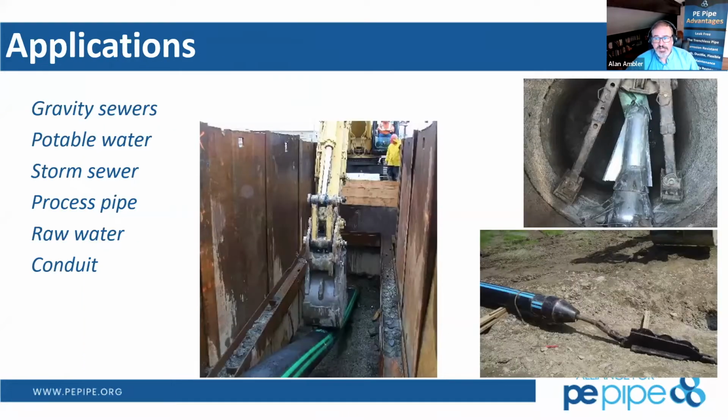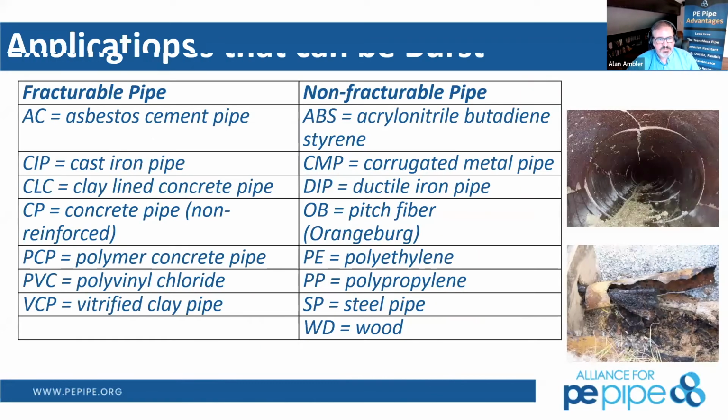So some of the applications we're looking at are gravity sewers, potable water, storm sewer, process pipe, raw water conduit, any type of new pipe that you have that we can pull, or pipe that needs to be replaced as we're pulling through and putting that new pipe back into place as we go.